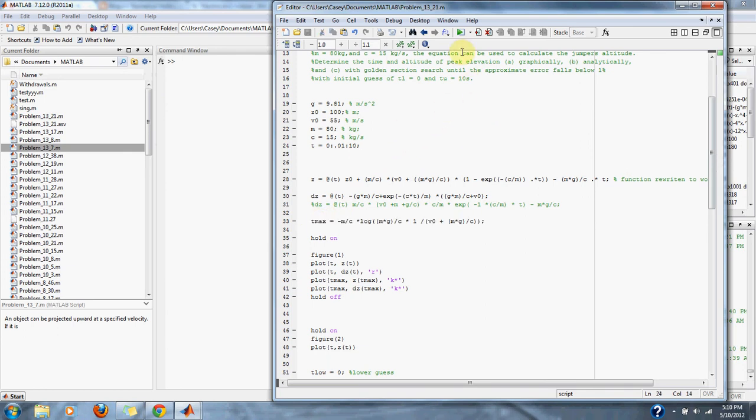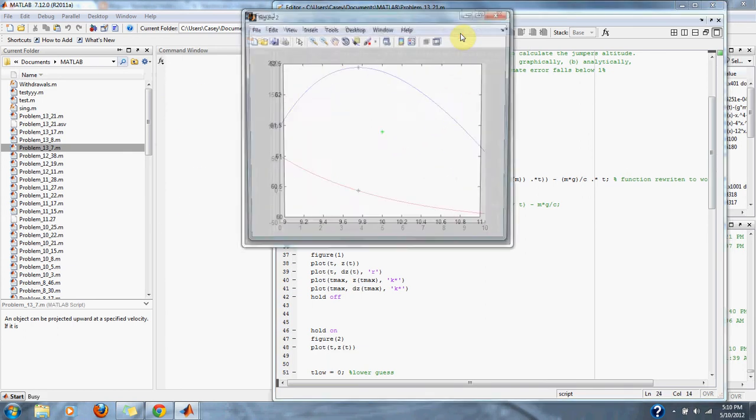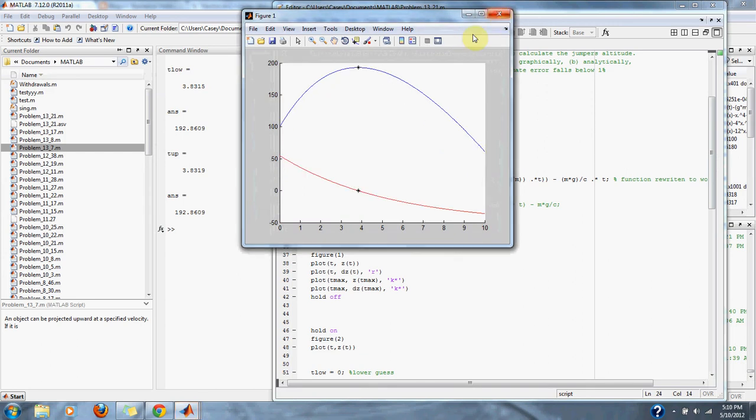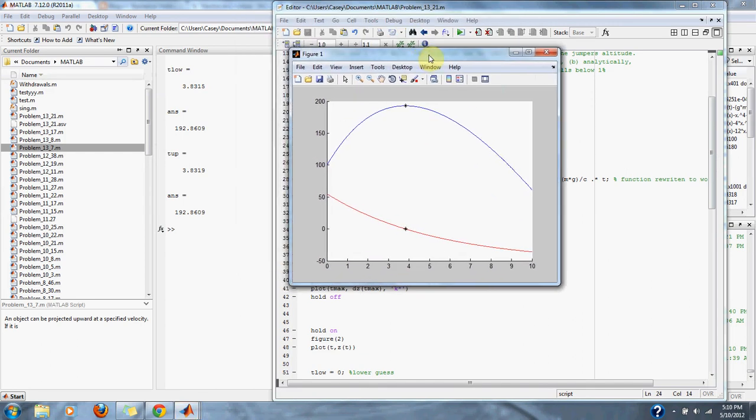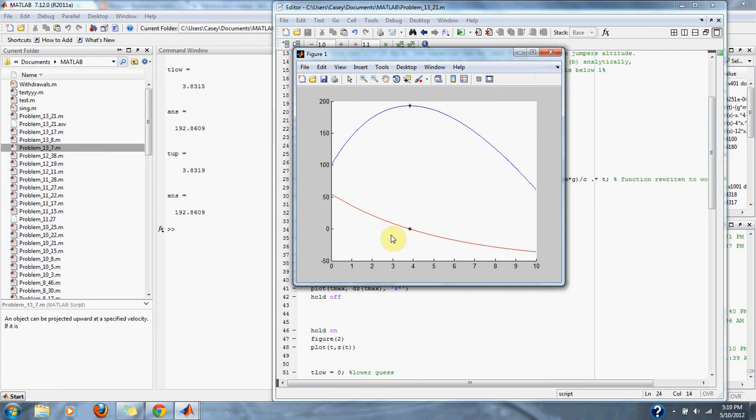So if we plot that up as our analytical solution, as you can see, at about 3.83 seconds exactly, we have a maximum altitude of 192.8609. Here's the original graph, here's the graph of the derivative, and here is the maximums.